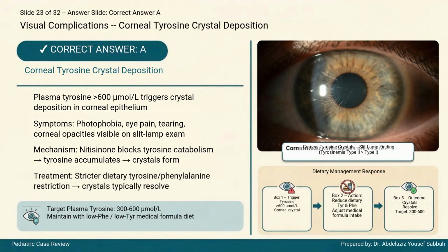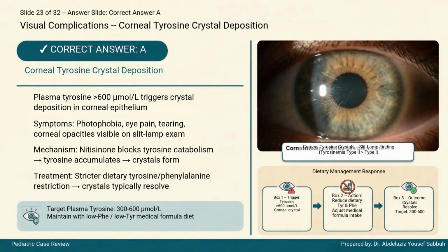Corneal tyrosine crystal deposition. When plasma tyrosine exceeds 600 micromoles per liter, tyrosine crystals deposit in the corneal epithelium. Symptoms include photophobia, eye pain, tearing, and corneal opacities visible on slit lamp examination. The mechanism is that nitisinone blocks tyrosine catabolism, causing tyrosine to accumulate in the blood, and when levels get too high, crystals form in the cornea. The treatment is stricter dietary tyrosine and phenylalanine restriction, and the crystals typically resolve with improved dietary control.